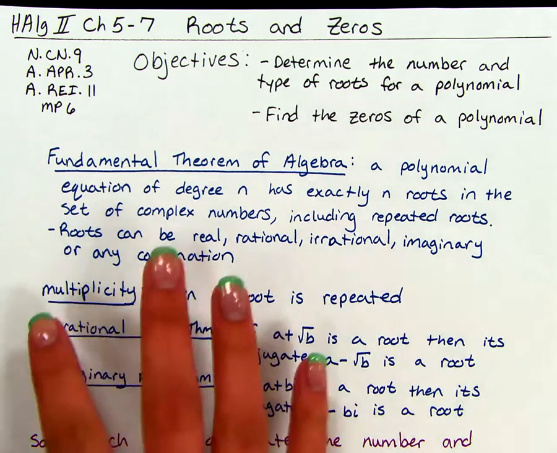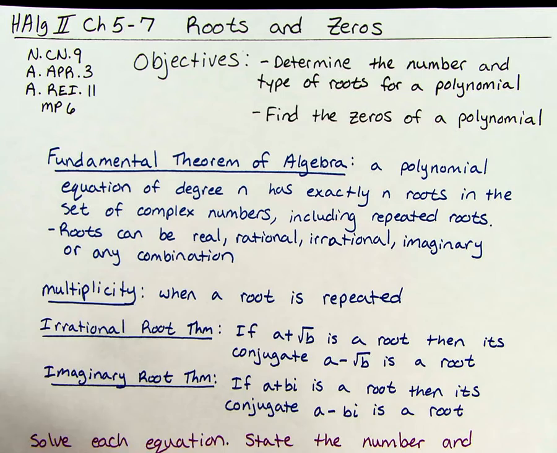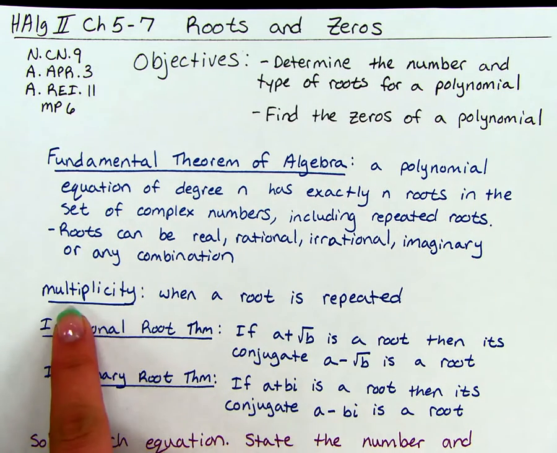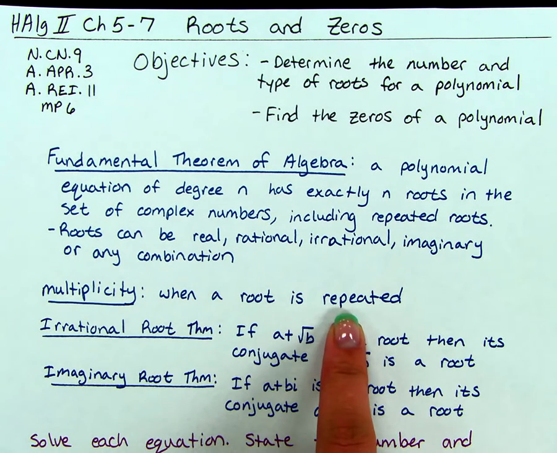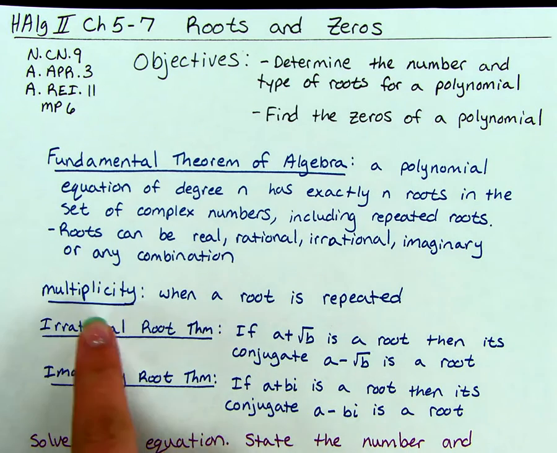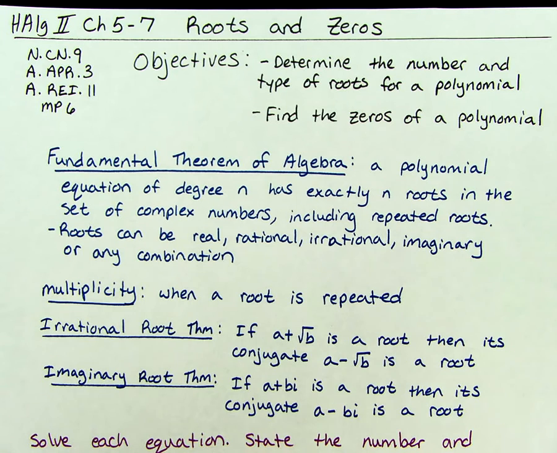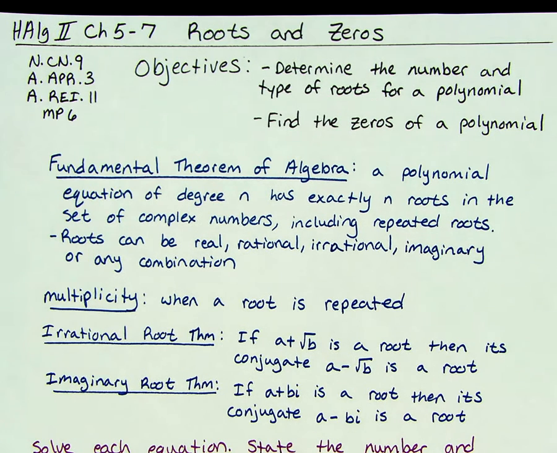And then for the second part, we have a couple of theorems to go along with that. This repeated roots is talking about the multiplicity. This is the vocabulary term we use to describe a root that repeats, and it's just the number of times that it repeats. And then for the irrational and imaginary root theorem, this tells us that if we have one of those, then we also have its conjugate. So if a plus bi is a root, we can also assume that its conjugate, a minus bi, is a root.